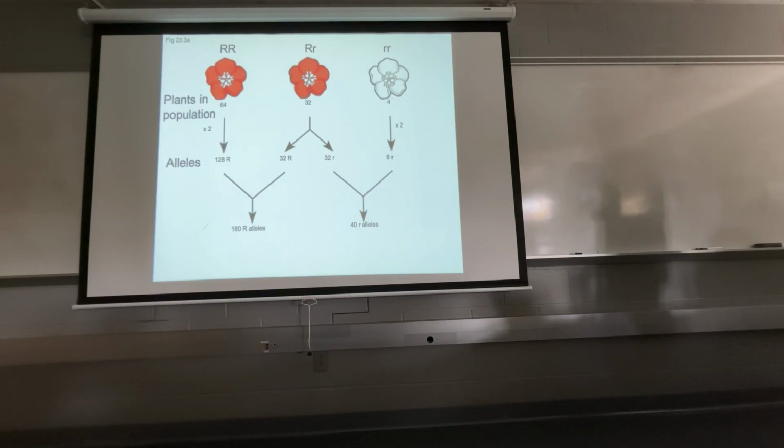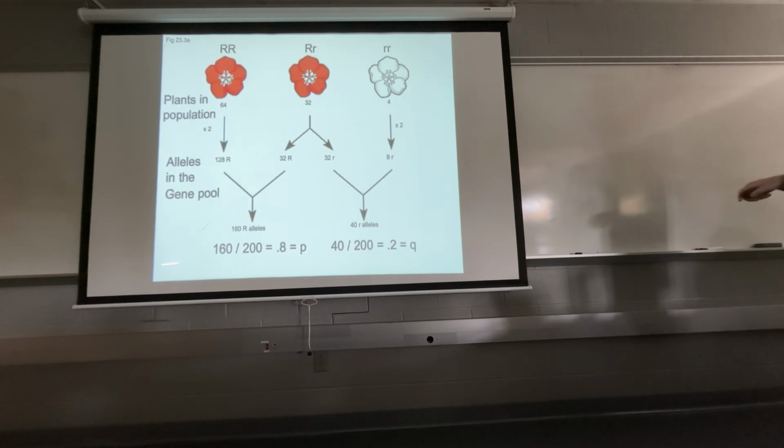Good? So far so good? Pretty easy. So now we can do our allele frequency, of our dominant allele versus our recessive allele. 160 divided by 200 is 0.8, which is p. So p equals 0.8. And 40 divided by 200 is 0.2, which is q, the frequency of our little r. These add up to 1, right? 0.8 plus 0.2 equals 1. If those don't add up to 1, then you did something wrong.